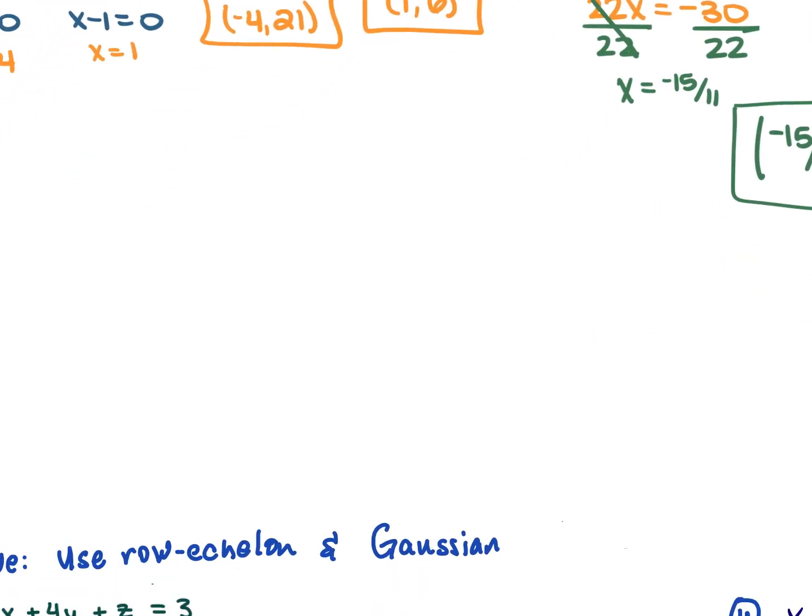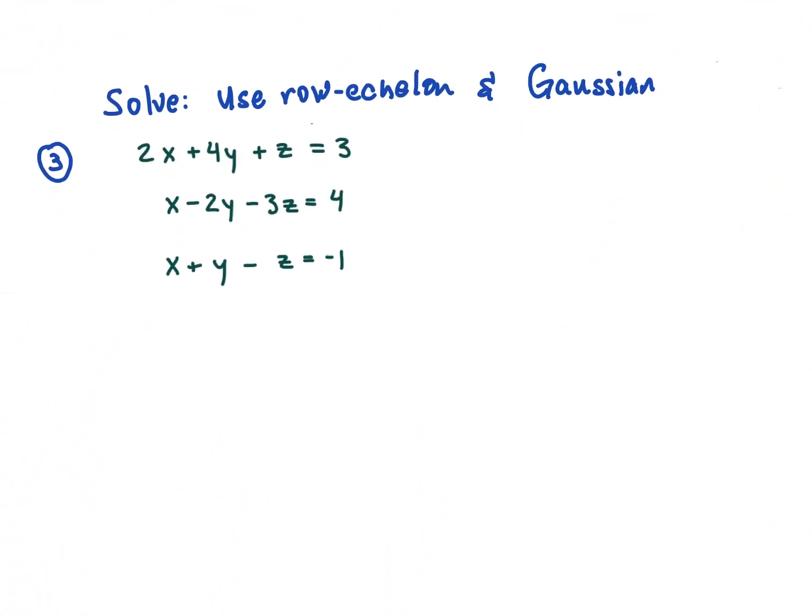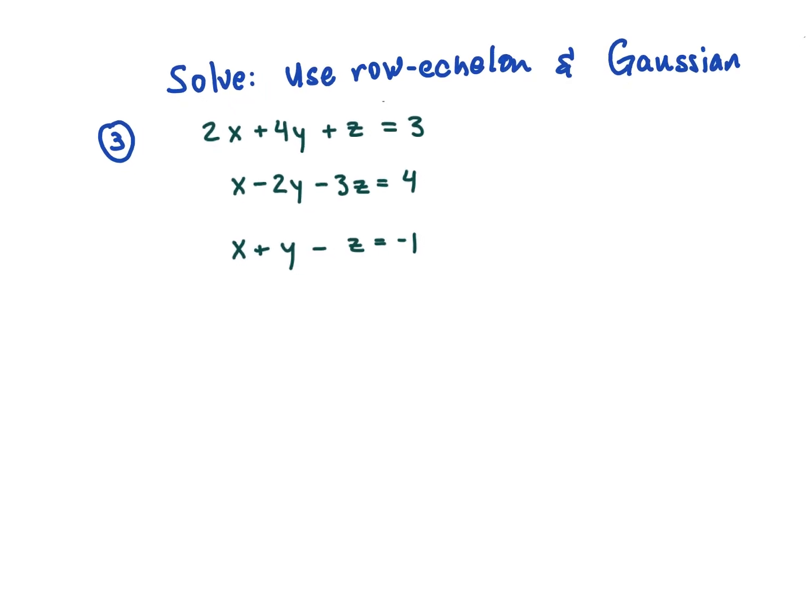For numbers 3 and 4, you are solving using Gaussian elimination and giving the row echelon form of the system. For number 3, you have 2x plus 4y plus z is equal to 3, x minus 2y minus 3z is equal to 4, and x plus y minus z is equal to negative 1. I'm going to start by using the top and the middle equations. We are going to work with 2x plus 4y plus z is equal to 3, and x minus 2y minus 3z is equal to 4.